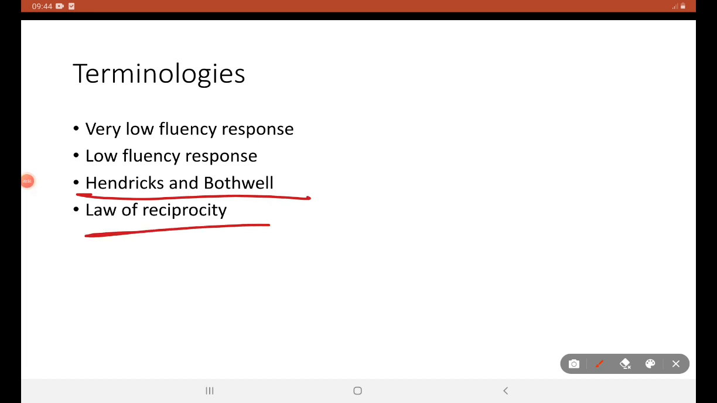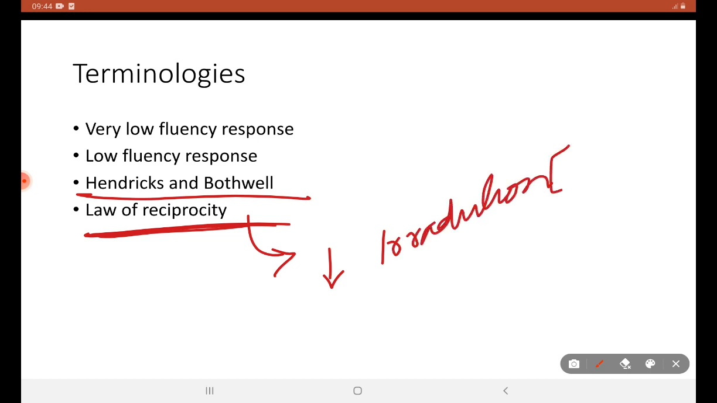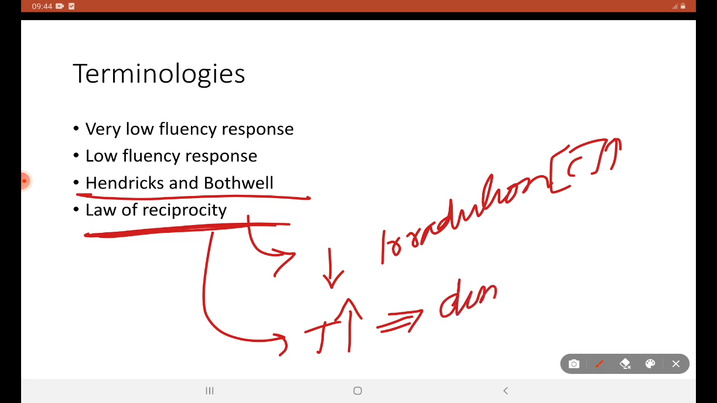They follow a law of reciprocity. What is the law of reciprocity? If the radiation time is low, then the radiation concentration should be high. If the radiation time is high, a response can be given even in dim light.